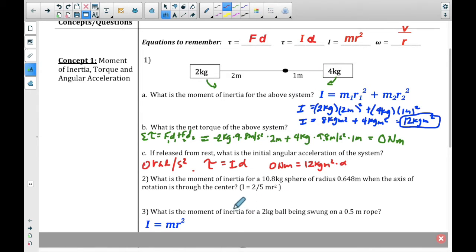Okay, question number 2. What is the moment of inertia for a 10.8 kilogram sphere of a radius 0.648 meters when the axis of rotation is through the center? Now, again, remember I mentioned this before, but you do not need to memorize all the different inertia equations. They would be given to you on the AP test where you need them. So it'll have it in the sentence of the question at the times that you need it.